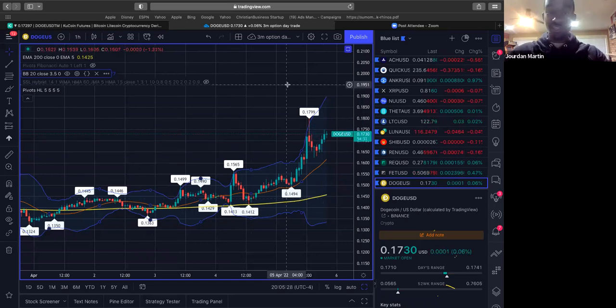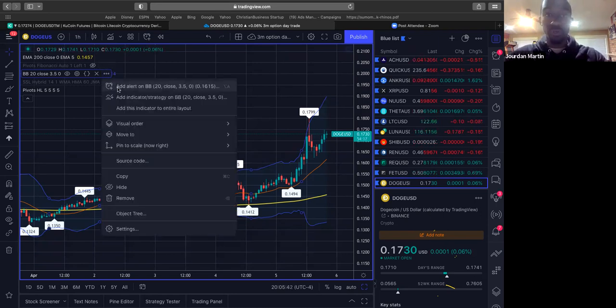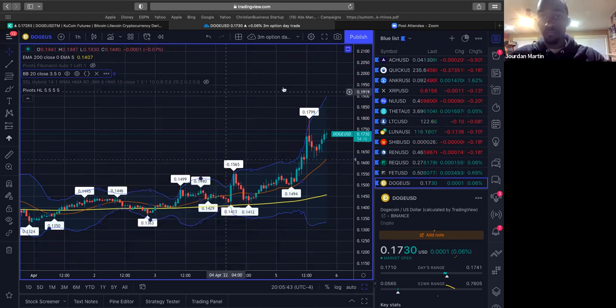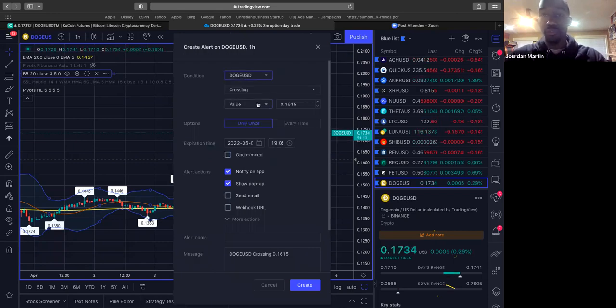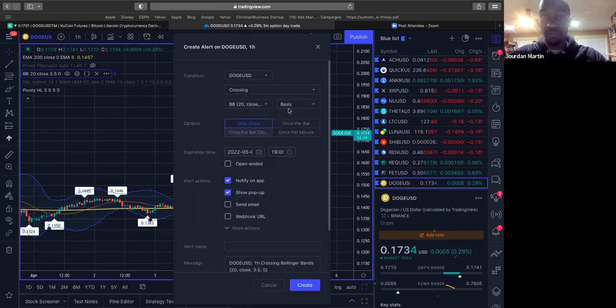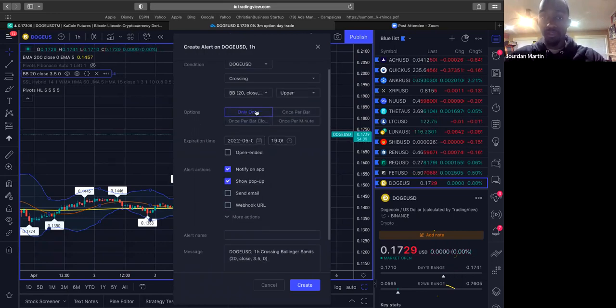So just looking at stuff like that, we're gonna act like that's a simple strategy. What I would do then is set an alert. If you're unfamiliar with TradingView, there's a lot of different ways you can set alerts, but one way is if you're looking at an indicator, you can hit more, add alert, right? I can say when Dogecoin crosses over the upper Bollinger Band, just one time it crosses, give me an alert.